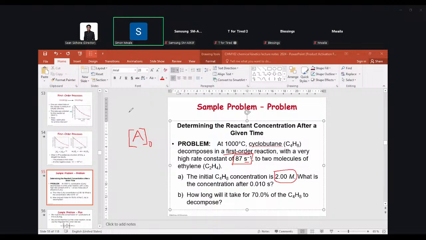Then the rate constant k has also been given, which is equal to 87 per second. Then you've also been asked, what is the concentration after 0.01 seconds? So time has been given also.